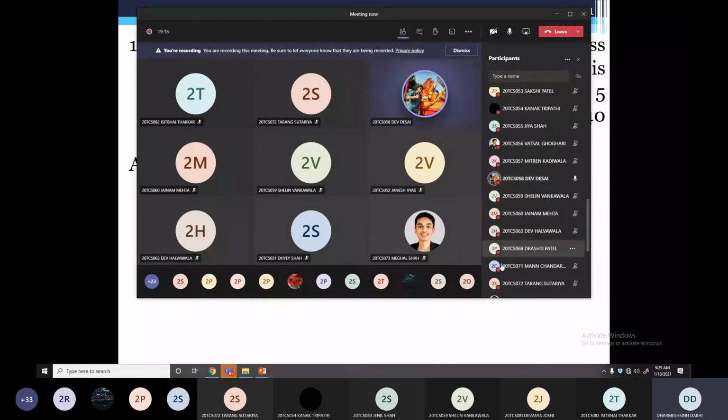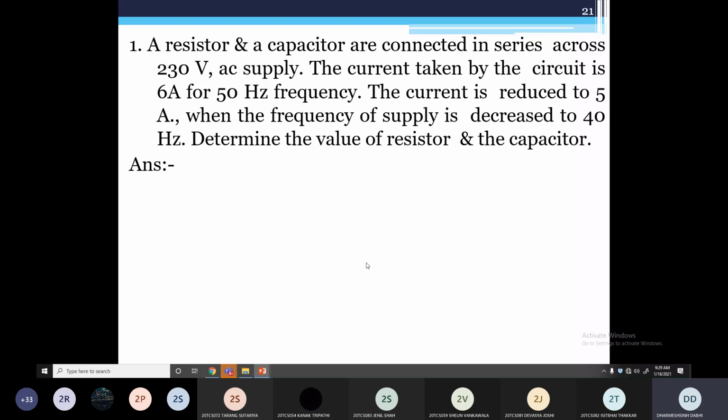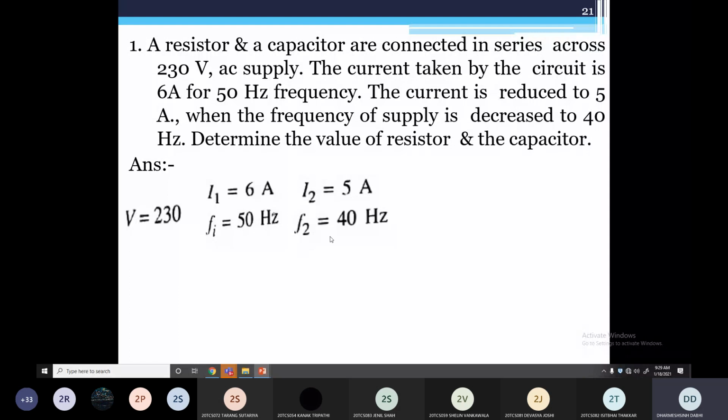Okay. So here you can see, first we find out the impedance of the circuit. First, all of you write down the given data I1, F1, I2, F2, and V. Then find out the value of Z1. Z1 means here we have two currents. Supply voltage is the same. So first I find the impedance Z1 for current I1, which is 6 ampere.